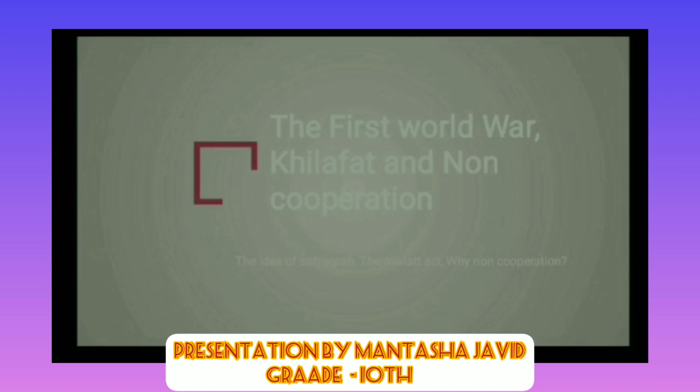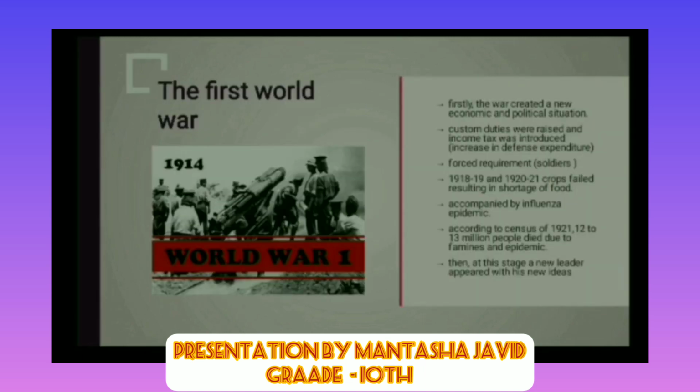The subtopics we'll be dealing with in this video are the idea of Satyagraha, the Rowlatt Act, and why non-cooperation. So firstly, let's talk about the First World War. It was fought in 1914 between Allied powers and Central powers. Allied powers include Russia, Britain, America, and Japan, and Central powers include Austro-Hungarian, Germany, and the Ottoman Empire.